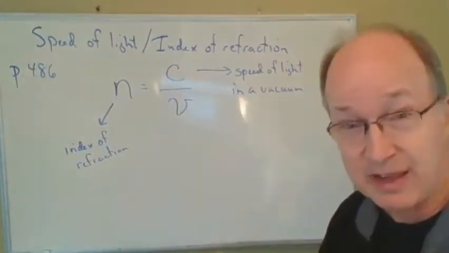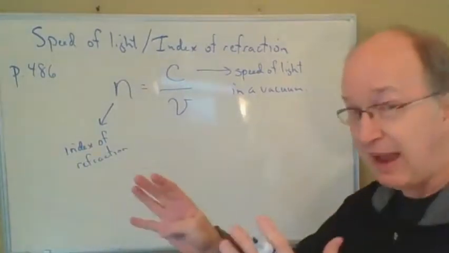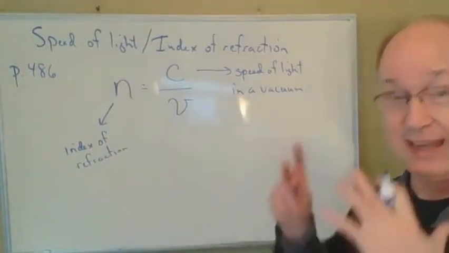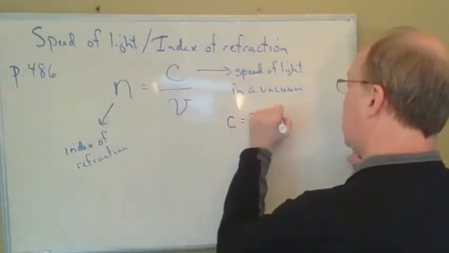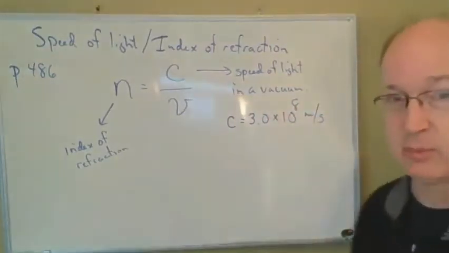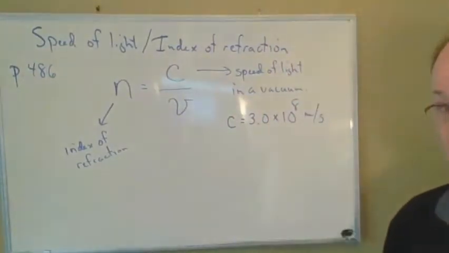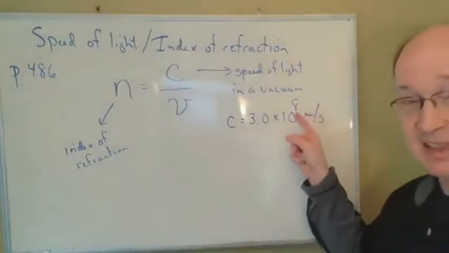It is a constant value. It's the fastest light can go. Light can't go any faster than it does in a vacuum, like in outer space. And that value is 3.0 times 10 to the 8th meters per second. I'll say that again. 3.0 times 10 to the 8th meters per second.